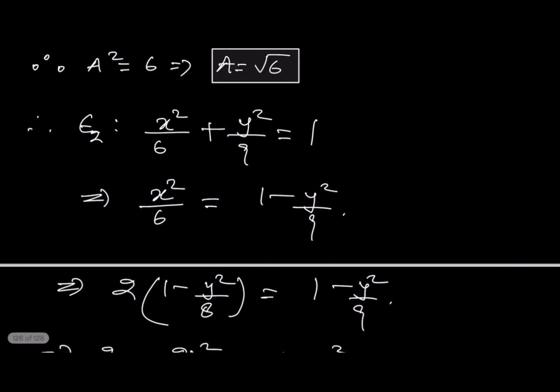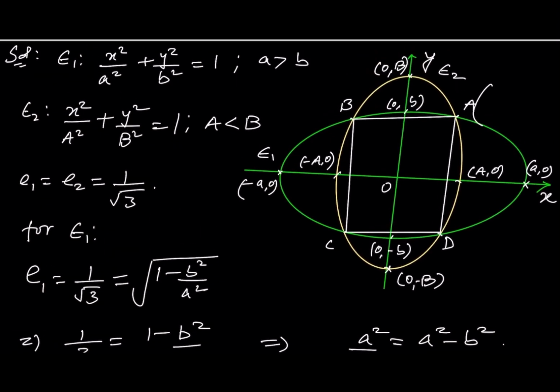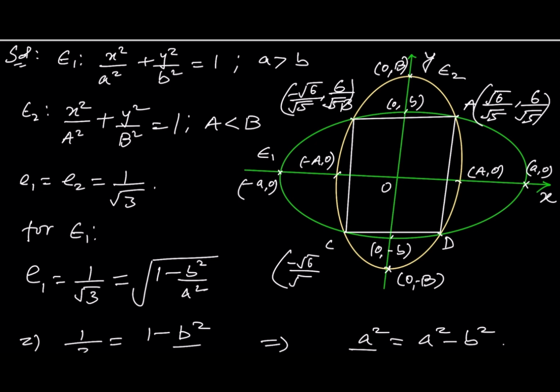So here A is root 6 by root 5, comma 6 by root 5. Right. Similarly B is minus root 6 by root 5, comma 6 by root 5. And C is minus root 6 by root 5, comma minus 6 by root 5. And D is root 6 by root 5, comma minus 6 by root 5.